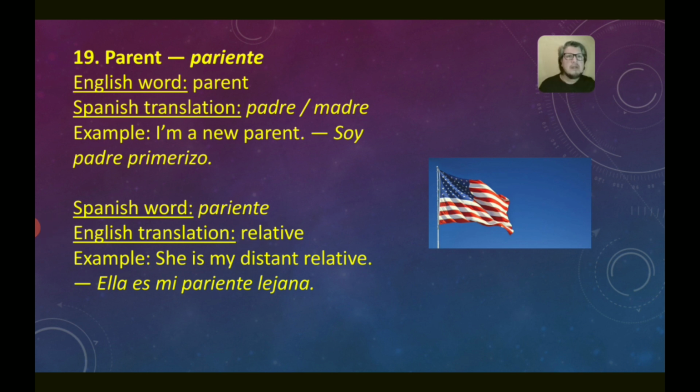So we have here in the example, I'm a new parent. Or this woman and this man are my parents. Or she is my distant relative. Ella es mi pariente lejana. She is my distant relative. Okay. And remember, parents, never pariente. Pariente is relative. So be careful with those false cognates.